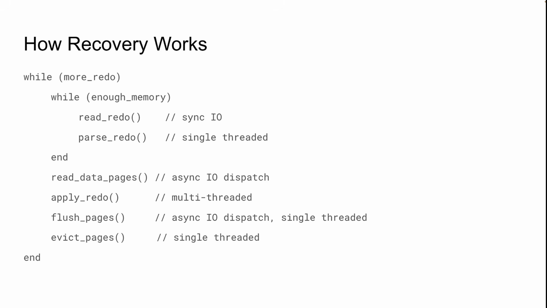Typically, you can think that we always have enough memory. So the outer loop is typically one iteration. In cases where we are memory constrained, the outer loop can be 3 or 4 iterations. So that's how mostly the recovery works.